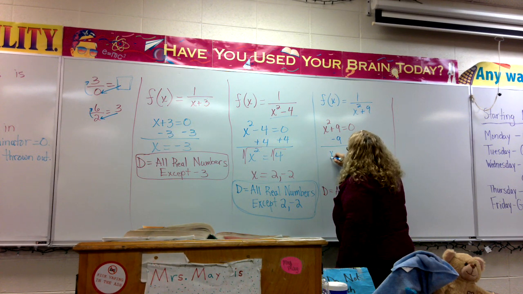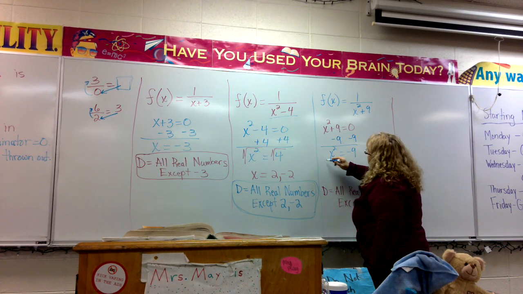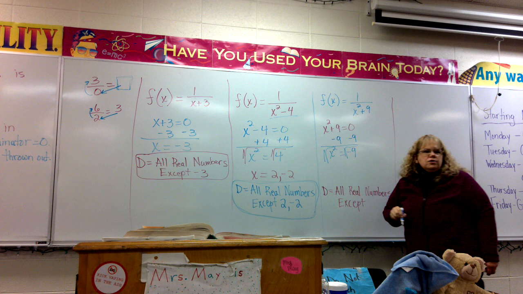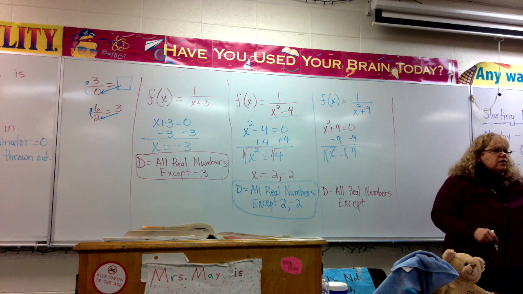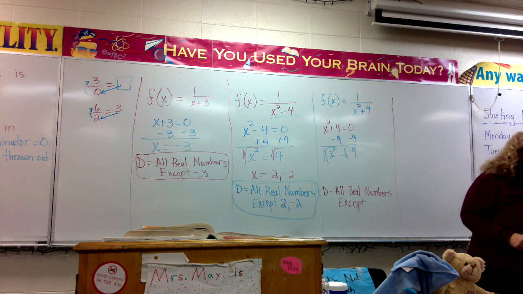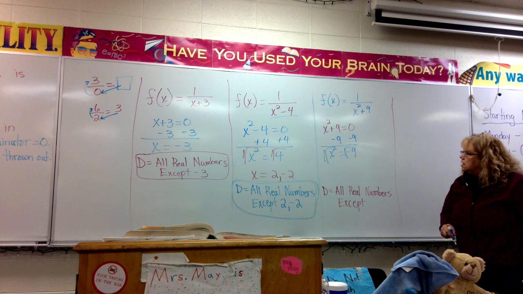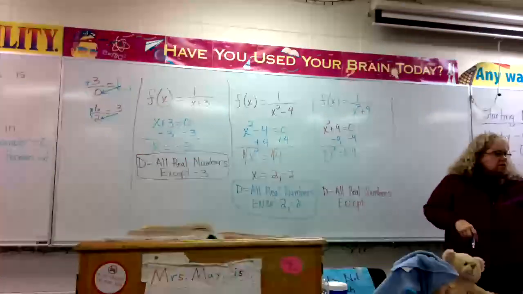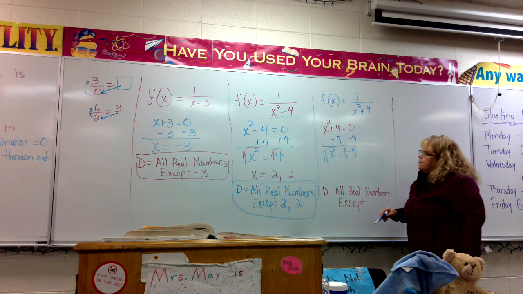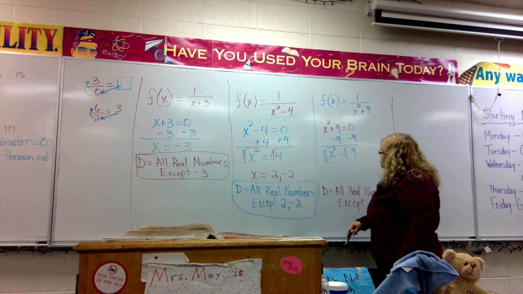So I get x squared equals negative 9, square root, square root. Square root of negative 9? Well, there is, but it's not a real number. So if I square root negative, no, there is none. It's not real. So remember, whatever we get for x, that's what we have to throw out.